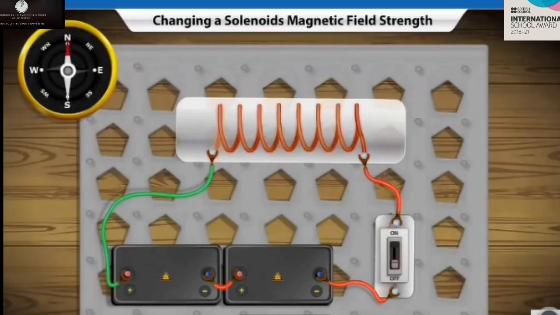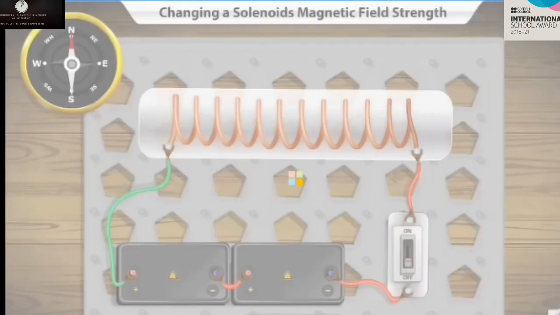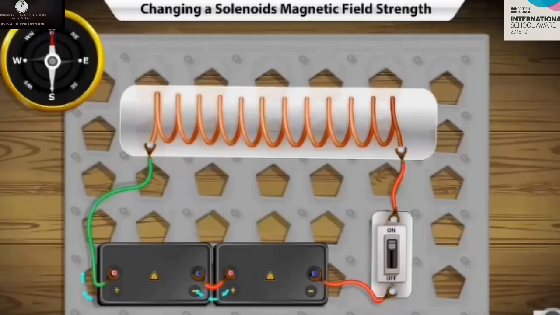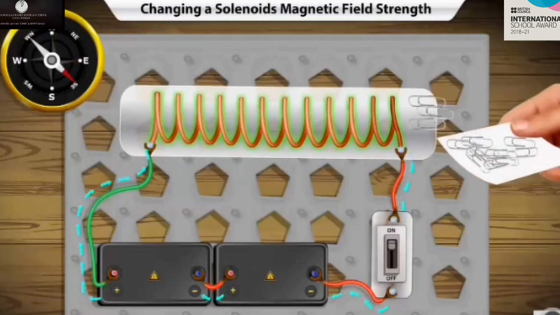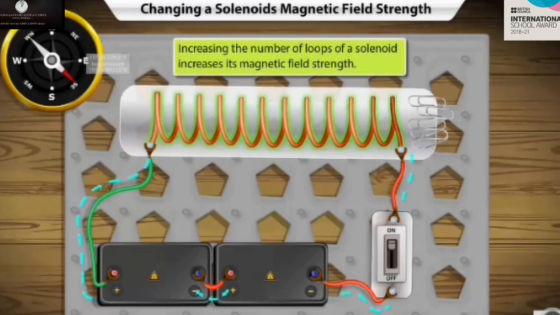Next, what we are going to do is increase the number of turns of the solenoid. Again see the deflection of the magnetic needle. Yes, the magnetic needle deflects more, isn't it? The north pole is getting attracted more. So which pole will be formed near the magnetic needle? South pole.